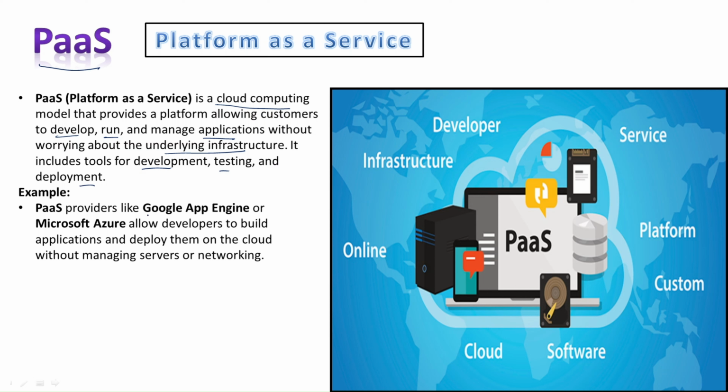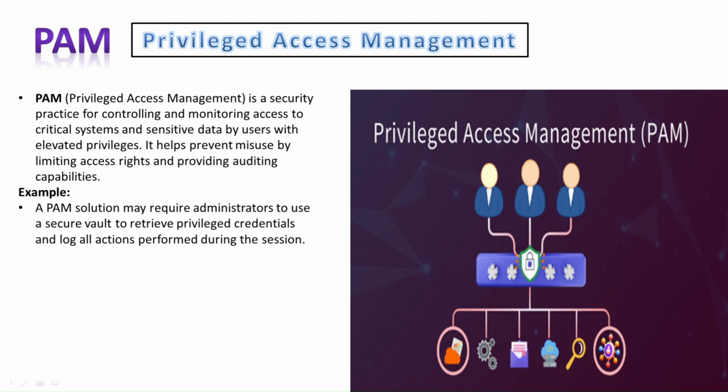PAM, that is privileged access management. So PAM, privileged access management, is a security practice for controlling and monitoring access to critical systems and sensitive data by users with elevated privileges. It helps prevent misuse by limiting access rights and providing auditing capabilities. For example, a PAM solution may require administrators to use a secure vault to retrieve privileged credentials and log all actions performed during the session.